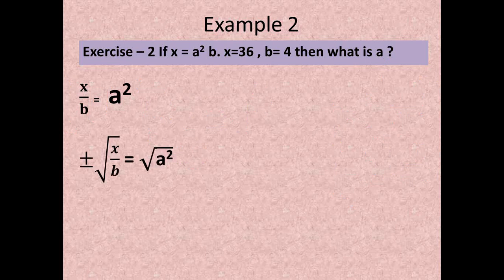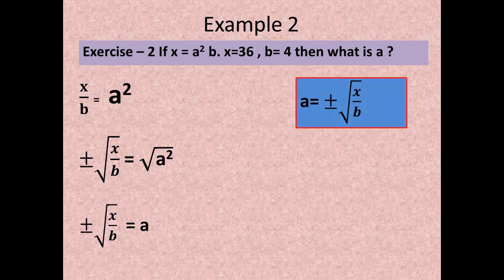So this is what we do. We find the square root of a square and we get positive negative square root of x upon b. So the subject a is equal to plus minus square root of x upon b. Using this, find what is a. Do you think a will have one value? Think about it and write your answer on your sheets. Your next question.